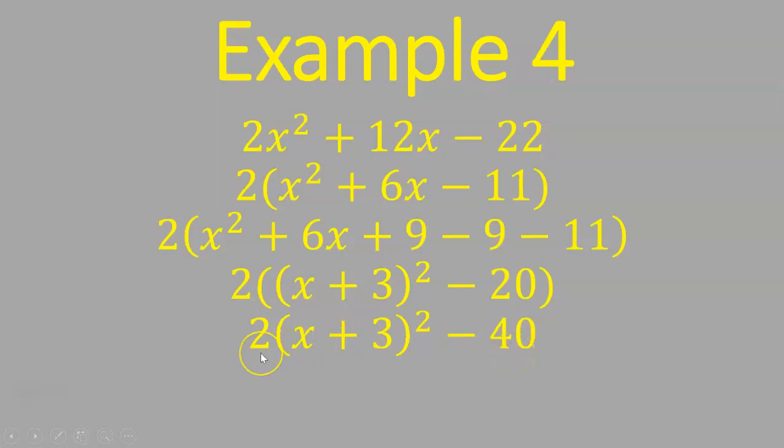Okay, this 2 is going to be something called a vertical stretch that we'll worry about in a future video. But for now, our vertex, again, is negative 3, negative 40. The 2 does not affect the vertex.